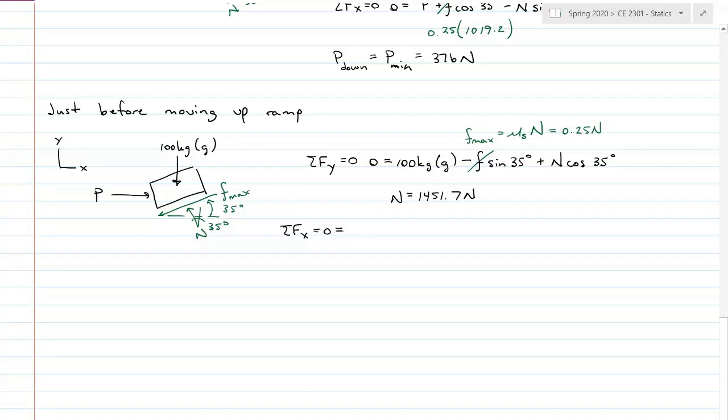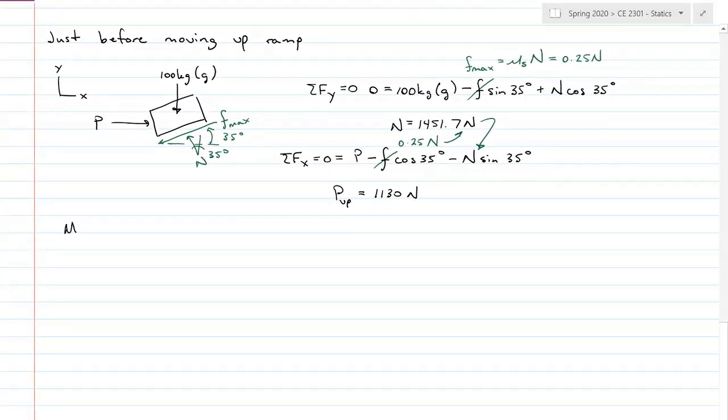And that's going to equal P minus friction cosine of 35 degrees minus my normal force, sine of 35 degrees. Okay, normal force, this number replaces this. Friction becomes 0.25 times the normal force, which is again that value. Do you like my arrows? And I end up with P up equal to 1,130 newtons.